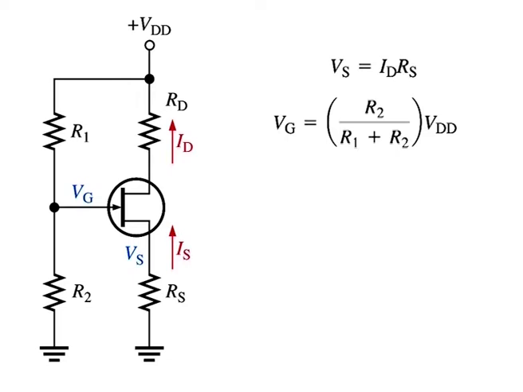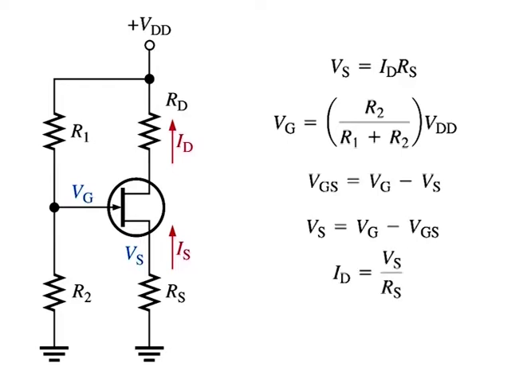The gate to source voltage is Vgs is equal to Vg minus Vs, and the source voltage is Vs equivalent to Vg minus Vgs. The drain current can be expressed as Id is equal to Vs over Rs. Substituting for Vs, Id comes out to be Vg minus Vgs over Rs.